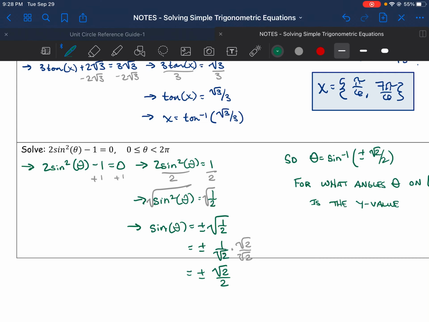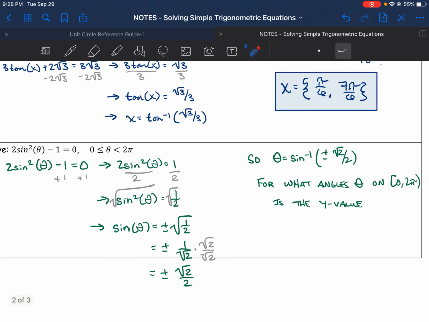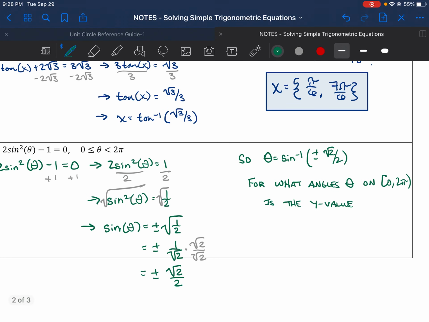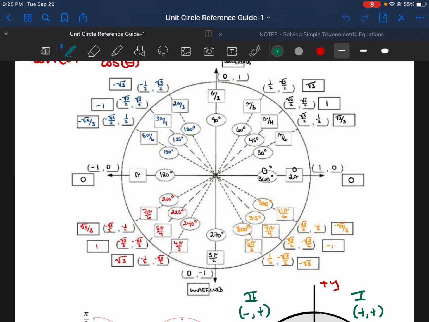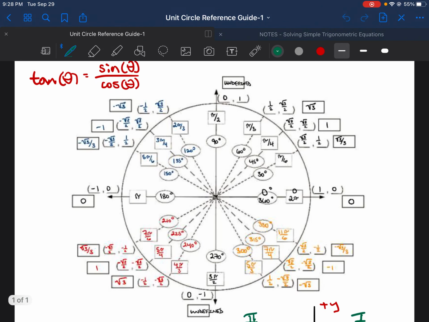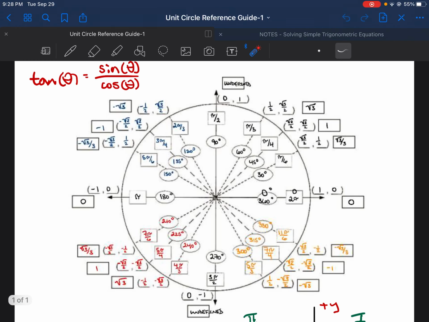So we are looking for, essentially, if we take the inverse sine of both sides, theta is equal to the inverse sine of plus or minus square root of 2 over 2. So we are looking for what angles theta between 0 and 2 pi is the y value either positive square root of 2 over 2 or negative square root of 2 over 2. So if we look on our unit circle, again, we want y values that are either positive square root of 2 over 2 or negative square root of 2 over 2.